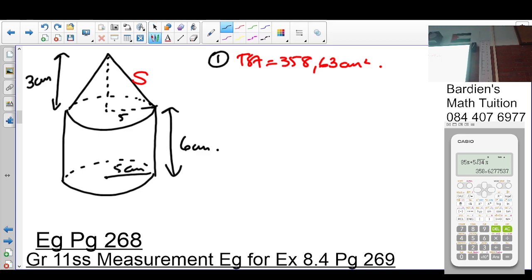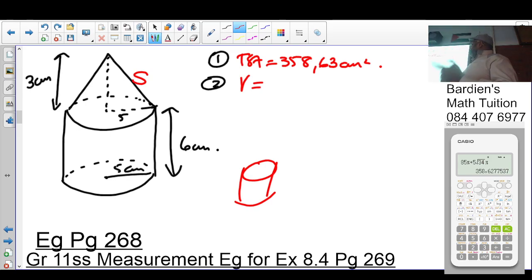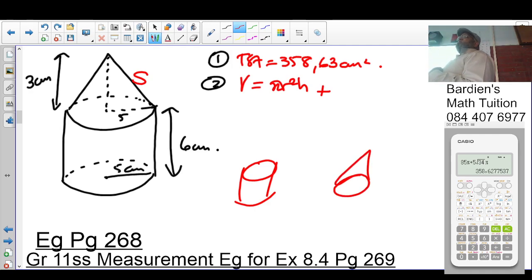Let's look at number 2, the volume. How are you going to calculate the volume of this figure? The volume is going to be the volume of a cylinder. How do you calculate the volume of a cylinder? Area of base, pi r squared, times height. So it's pi r squared times height plus, how do you calculate the volume of a cone? A third, area of base. How do you calculate the area of a circle?